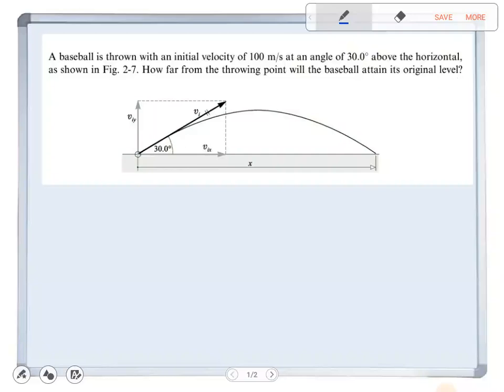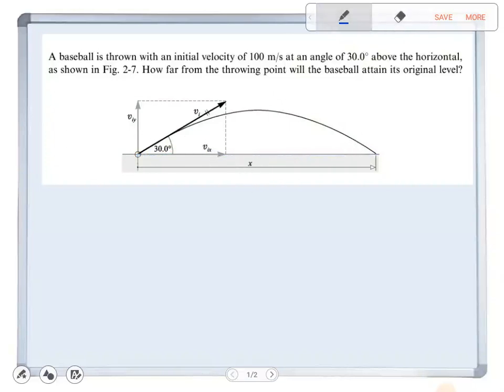So how far, this is where it's been thrown from. We are looking for this x in short. Are we together? Because how far will it attain its original level? This is the original level. That's why you need to take time to understand properly.